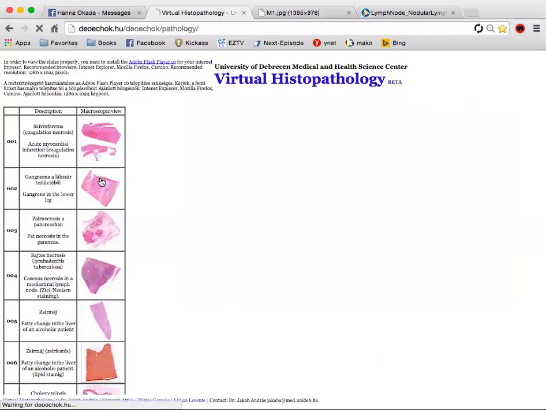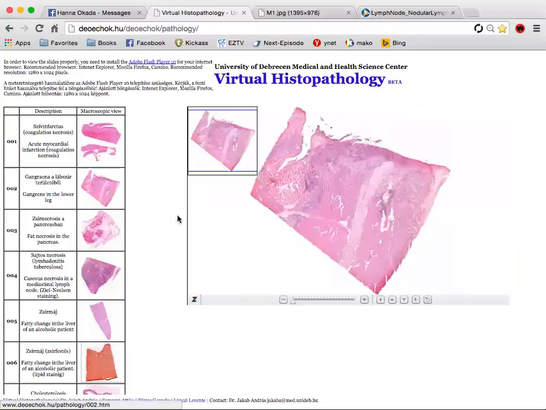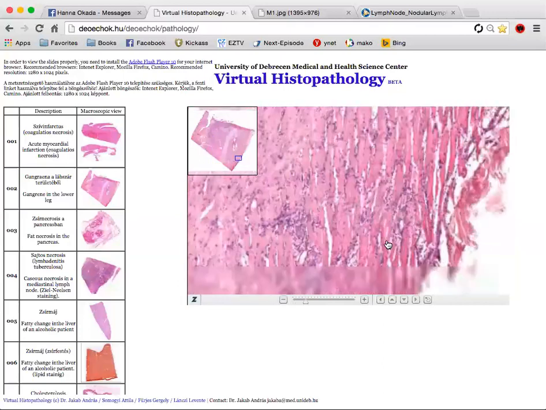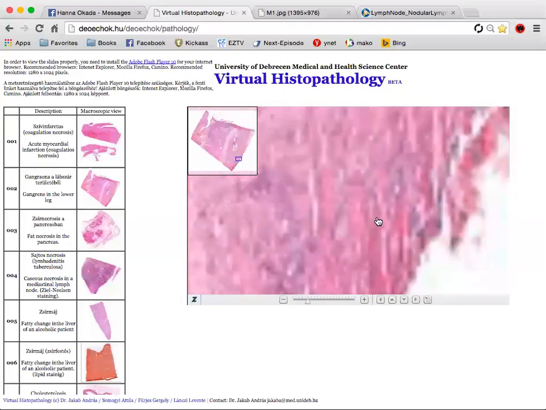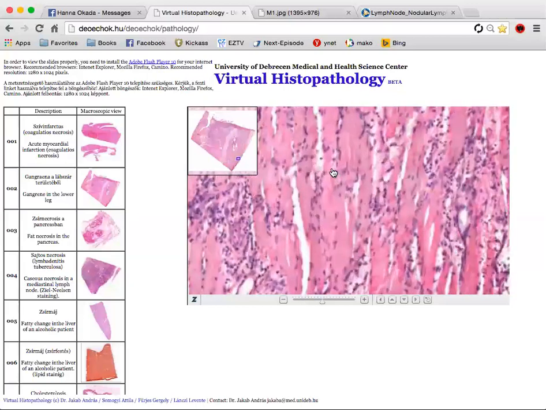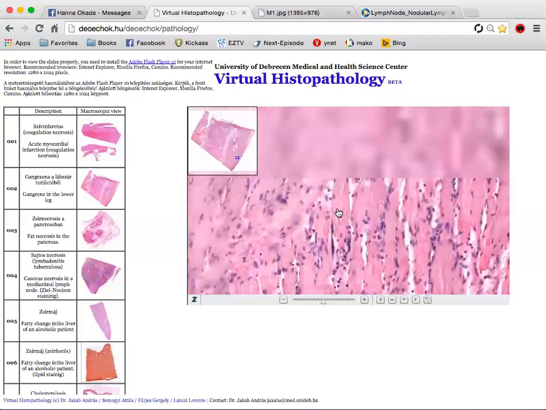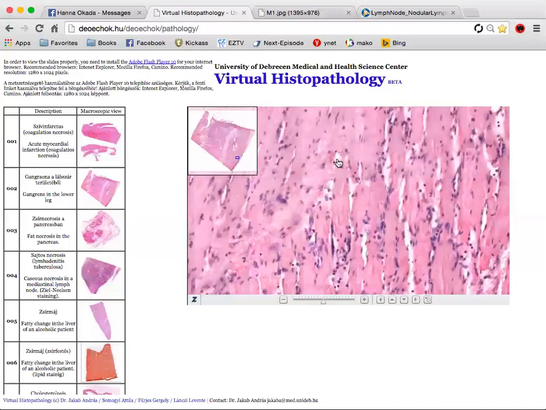Okay, next up. This is gangrene in the lower leg, and gangrene is another type of coagulation necrosis. But here the tissue architecture is completely obliterated. I'm going to zoom in a little bit so you'll be able to see that this is striated muscle. We can see the cell bodies, and you can see the nuclei in the periphery.